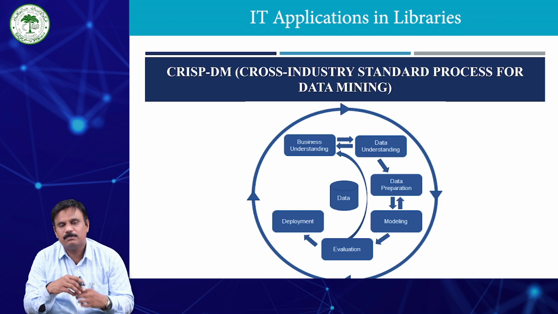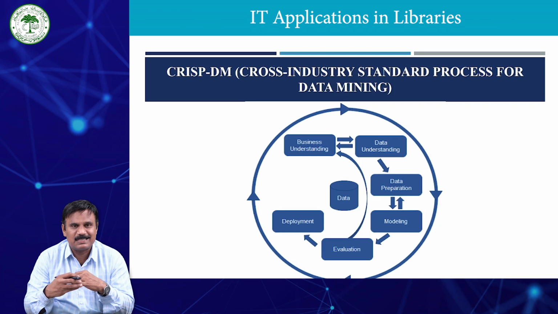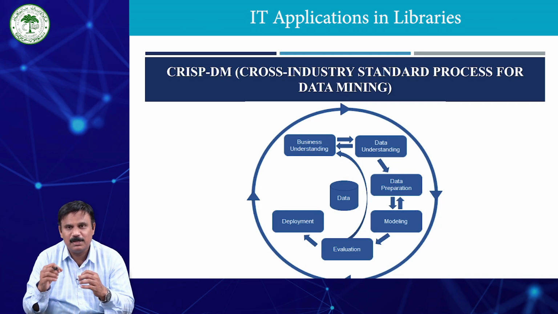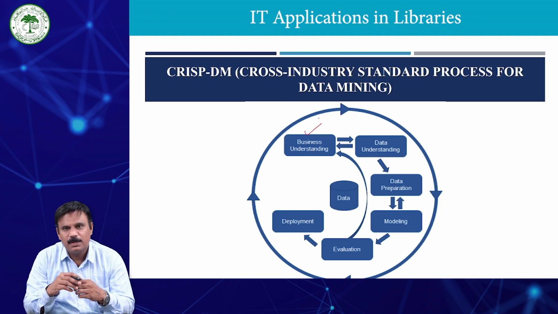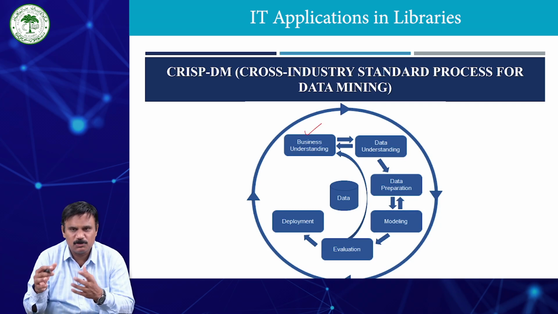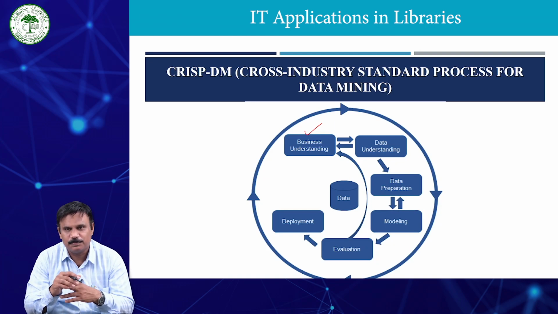The CRISP-DM, or the Cross Industry Standard Process for Data Mining, is the most frequently utilized model in the industry, designed to be applicable across diverse sectors. It delineates a 6-phase process. One is the business understanding, which is defining the project objectives and requirements from a business perspective.